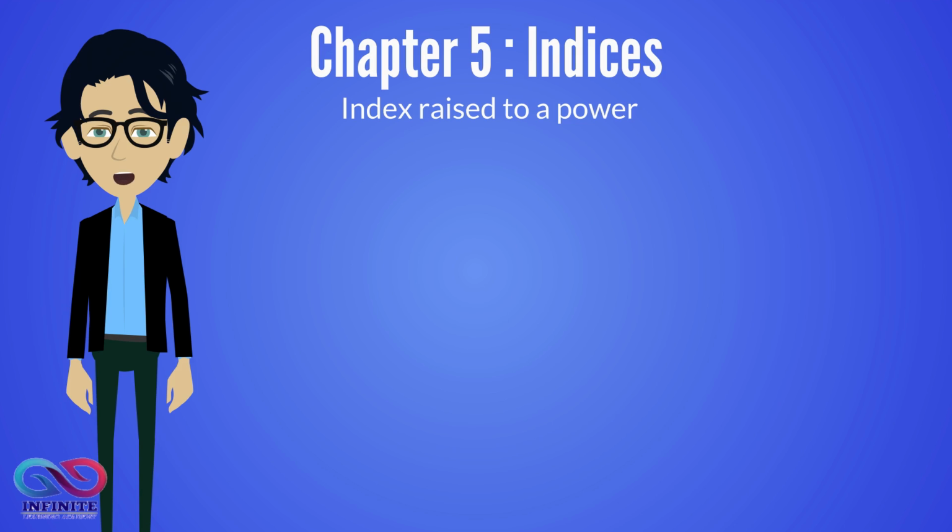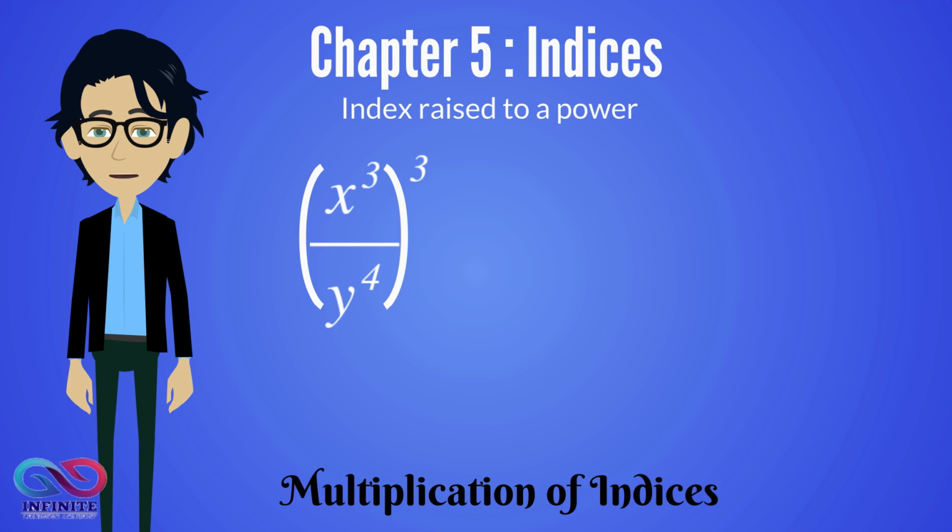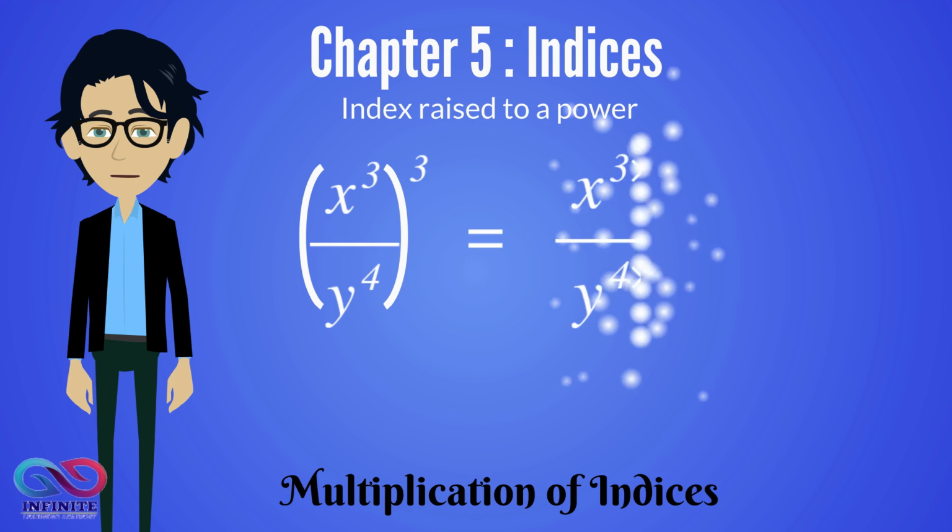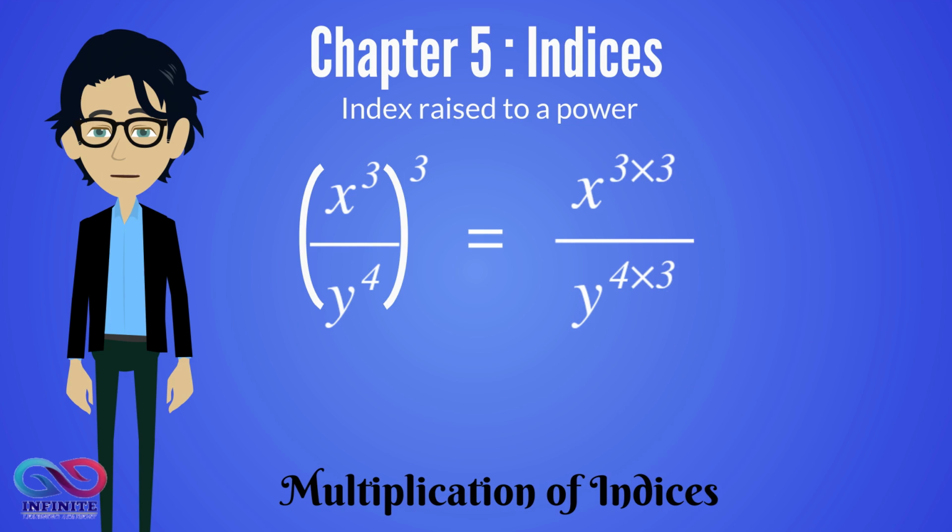Now we are going to learn how to simplify division of algebraic terms with index notation raised to a power. Again, we are going to simplify this question with multiplication of indices. This is our question. Again, as before, you have to open the bracket to simplify this question. But remember this. The 3 outside the bracket is applied to both index notations. If you open the bracket, you will get x to the power of 3 times 3 divided by y to the power of 4 times 3.